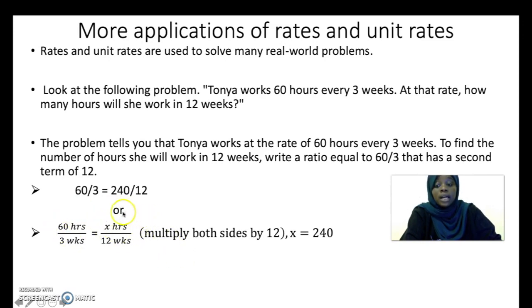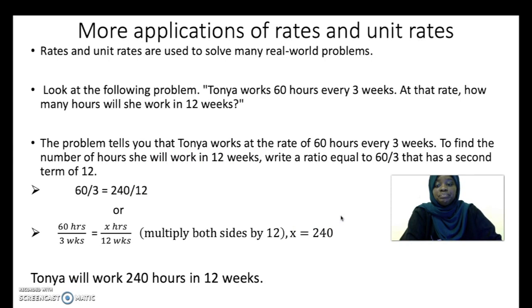Now, how can we isolate this variable x hours? Cross multiply, or you can just multiply by 12. And when we multiply both sides by 12, x becomes 240, which is the same thing we got here. So either way, you would still get the same answer, which means Tonya would work 240 hours in 12 weeks.